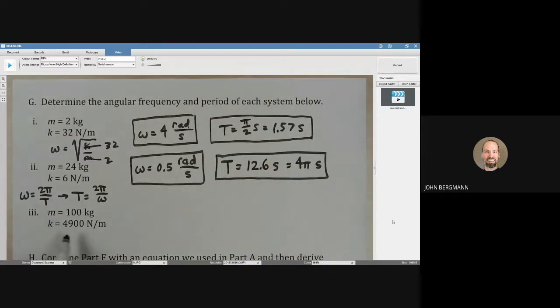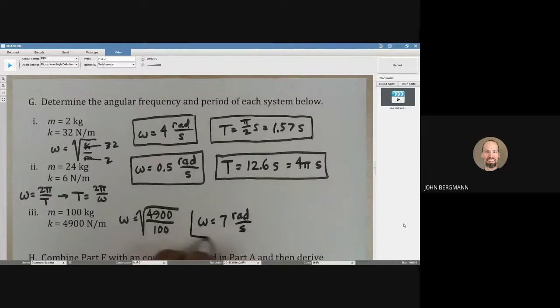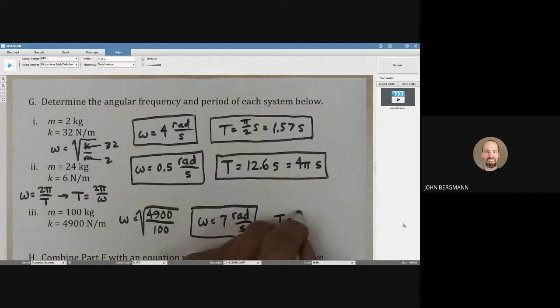All right, let's do one more. k is in the numerator and the m is in the denominator, so you know what, I will write this out just so I don't make a mistake. 4,900 over 100 square rooted, 49, 7 radians per second. And if we put a 7 under there, that's going to be 2/7 pi seconds. All right, whatever that comes out to be. That'll be a hair less than 1, maybe. About 0.9 seconds, something like that.